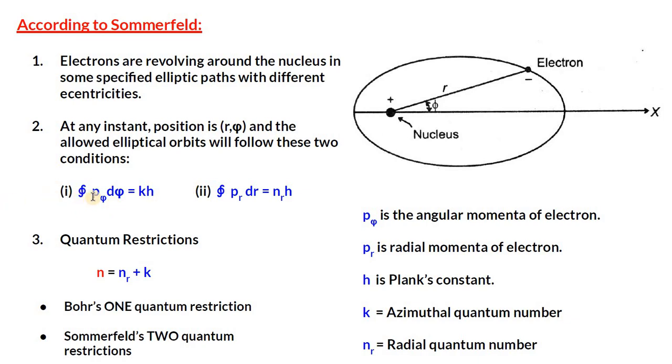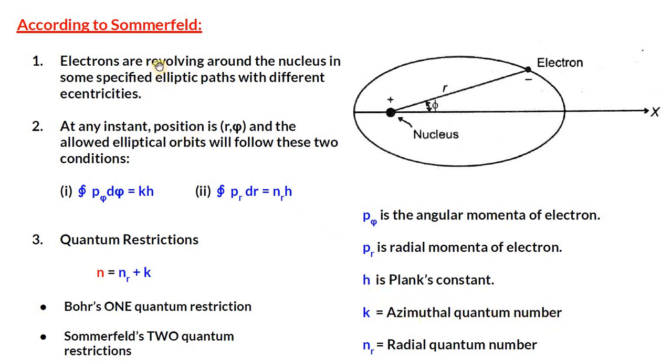And why am I using this cyclic integral? Because this is revolving around like a cycle. It will come here again after one revolution. That's why I am using the cyclic integral here. So that will be kh and that will be nrh. So what is k? K is called the azimuthal quantum number.